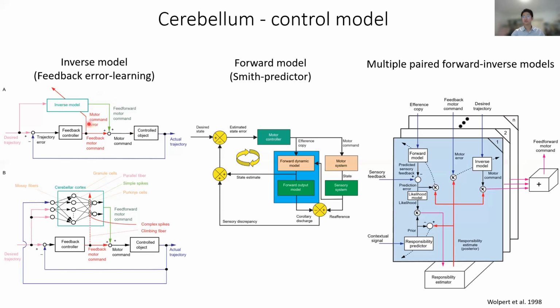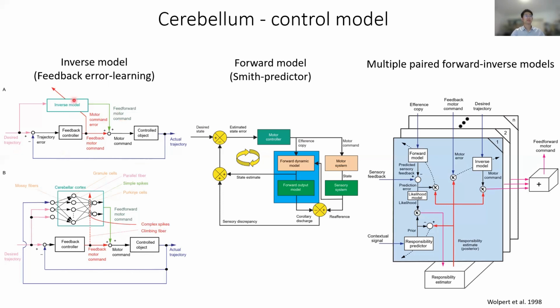But if the situation has changed, if the environment has changed, that results in movement errors. So you have to update this inverse model. You have to know, okay, if I still have this desired trajectory but I have another condition, which movement command should I produce? So you have to update this inverse model through the learning of these errors. This is the control engineering scheme.